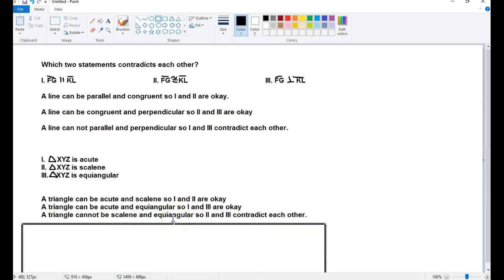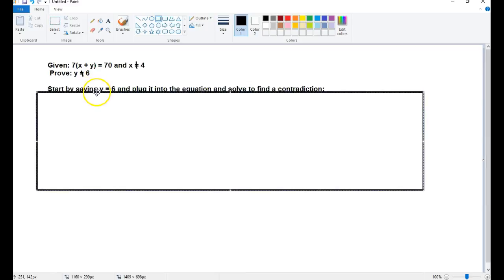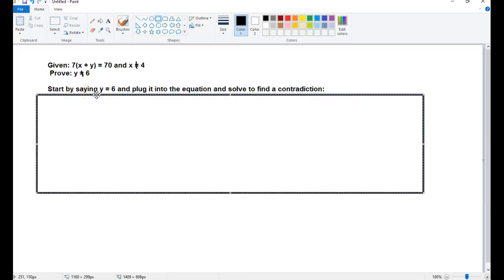Now we're going to go into one last problem where we are given a statement and a proof, and we have to state the contradiction and solve it by indirect proof. We are given that 7 times the sum of x plus y is equal to 70, and x must not be equal to 4. We want to prove that y must not be equal to 6. So we start off by saying that y equals 6, plug it into the equation, and solve to find a contradiction.